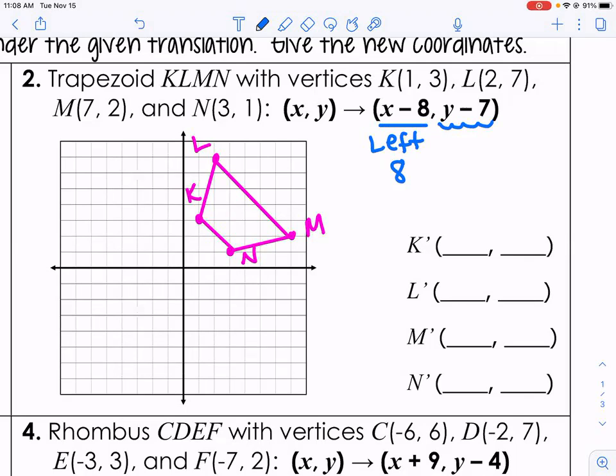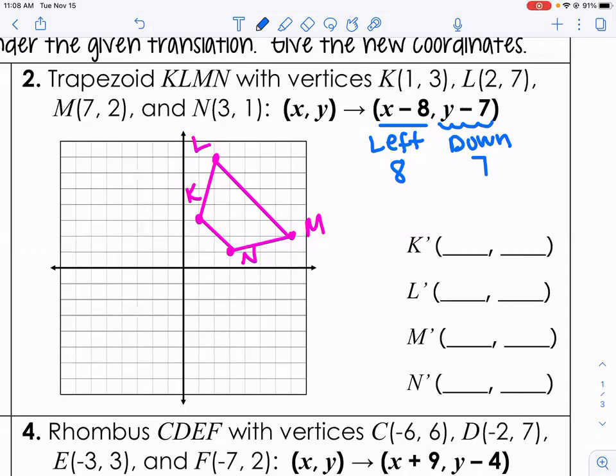Okay, so is Y going to be left, right, or up, down? Is it down? So up or down? Since it's -7, what do you think? Should we go up or should we go down? Okay, since it's minus, we're gonna go down. So we're gonna go down 7 because of the -7.